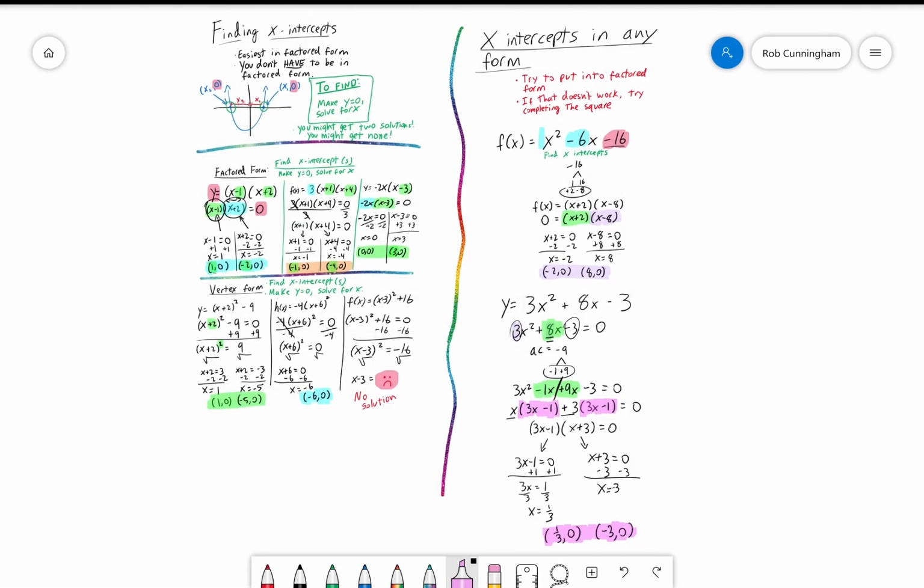So that's it for x-intercepts. The basic idea, make y equals 0, solve for x. The actual mechanics of solving for x might vary from problem to problem, but the basic idea, make y equals 0 and solve for x, is consistent for every single x-intercept that you'll ever find.